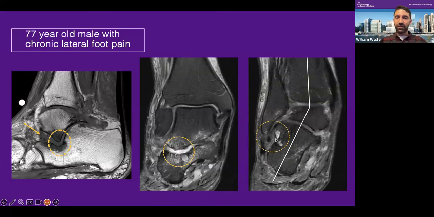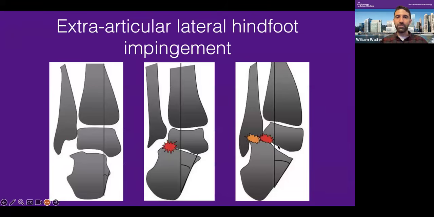And you'll see these cystic changes. These are degenerative changes related to abnormal bony impingement in this patient with extra-articular lateral hindfoot impingement. So they've got this abnormal subtalar and calcaneofibular bony contact. And this is thought of as kind of a series of progression of this disease.